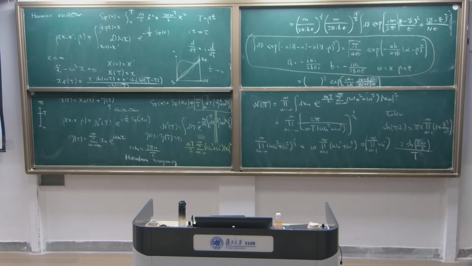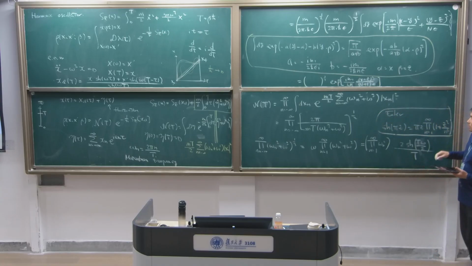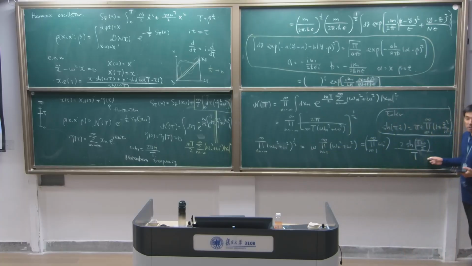Okay. That's what you get. Is that okay? So you apply this identity. You can just write down the product into the exponential.